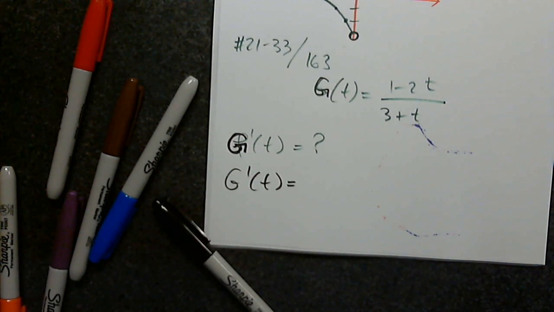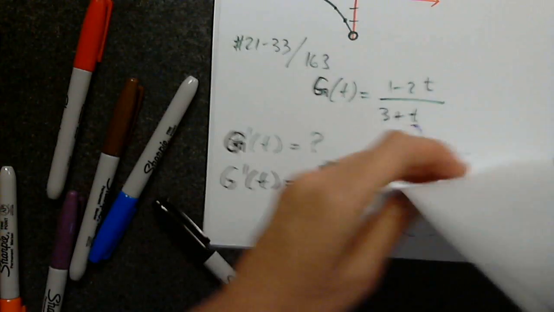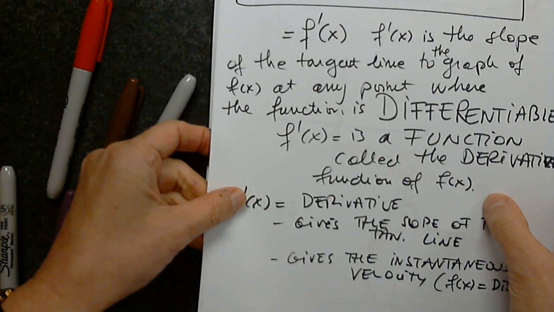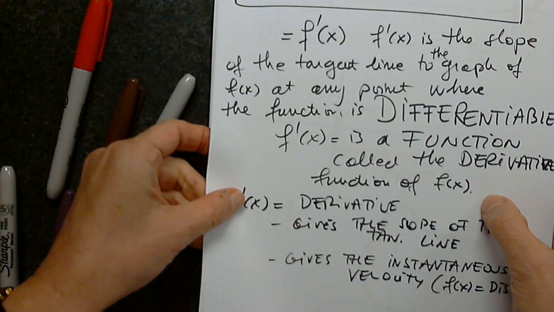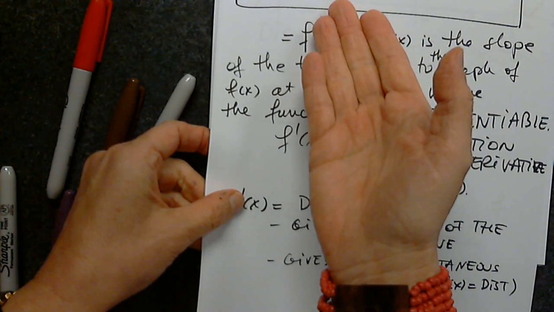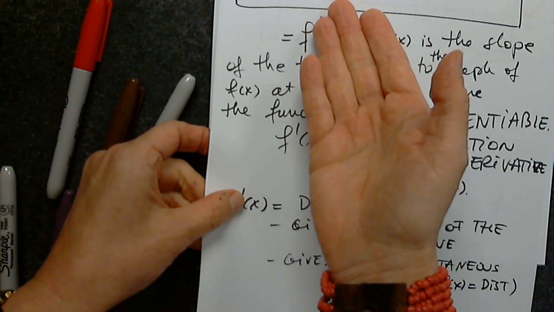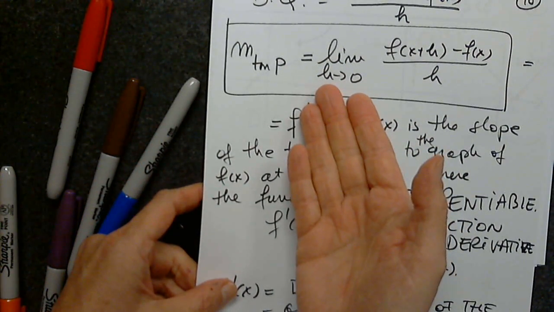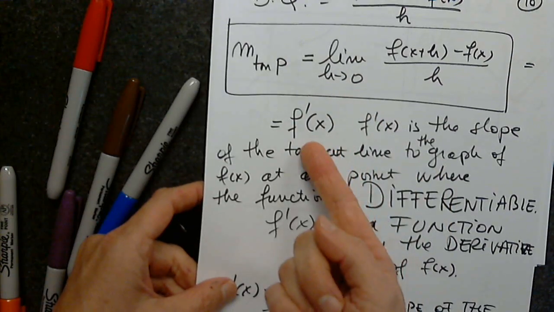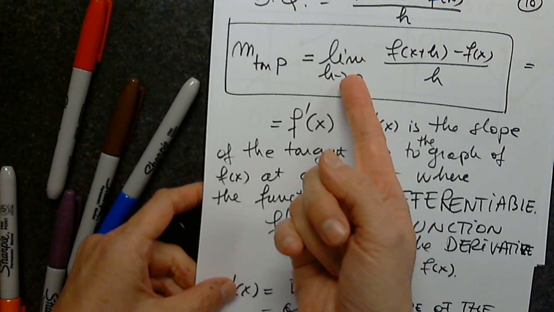The 1 minus 2t over 3 plus t. Do you plug it into the difference quotient? Keep going. The limit, of course. The derivative is a limit.